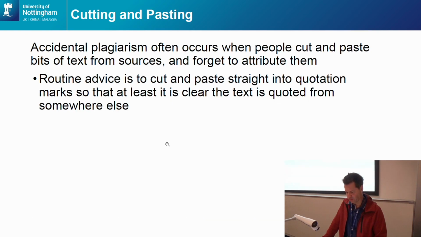Accidental plagiarism often occurs when people cut and paste bits of text from sources and forget to attribute them, right? The routine advice is to cut and paste straight into quotation marks so at least it's clear that the text is quoted from somewhere else.